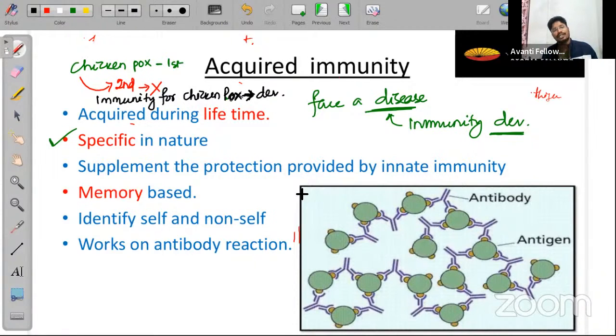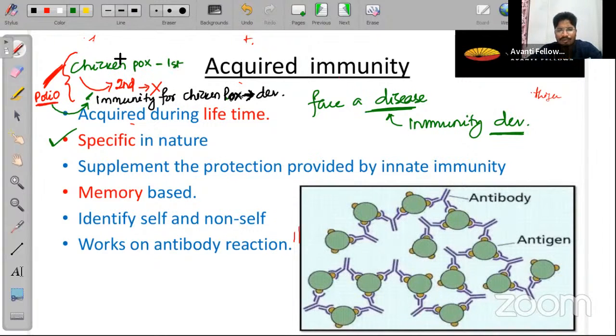Now the question will arise: if, instead of the chicken pox virus, some other virus, like the common cold virus or, consider this one, the HIV virus or polio virus, is trying to enter into my body now, will the immunity which has been developed against the chicken pox virus work in this case? Did you understand the question? When the polio virus tries to enter our body, at that time will this particular immunity work against the polio virus? Will the immunity developed against chicken pox work against polio?